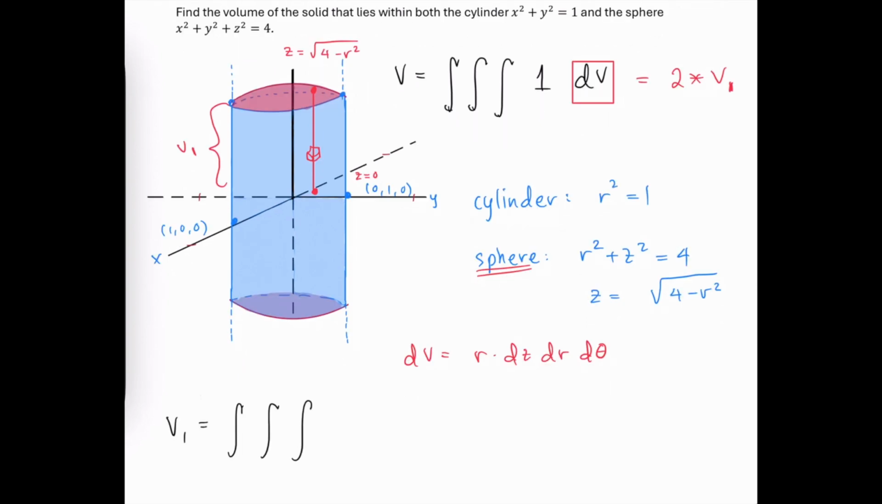So let's go ahead and start writing this triple integral that's going to represent this V1, the volume above the xy plane. The integrand is going to be 1. We pick up a factor of r. We've decided to integrate with respect to z first. And now let's consider integrating with respect to r next.